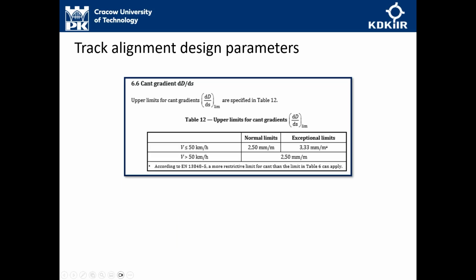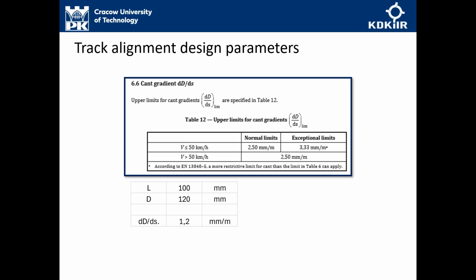Finally, we need to calculate the change in cant, which is nothing more than the change in cant along the length of the transition curve. The transition curve will be explained in the last lesson. However, now we need to include it in our calculations. For this purpose, we assume a certain length of the transition curve. For example, L is equal to 100 meters.